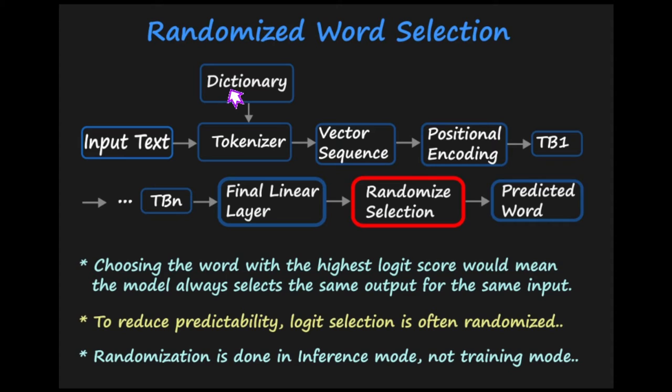Okay, now about randomizing word selection. From the raw score that we got in the logits table, we can select the highest score, as I mentioned, but oftentimes we don't want the highest score. To be less predictable, we often want a score that is close to the highest. This is why inference models often randomize word selection. Choosing a word with the highest logit score would mean the model always selects the same output for the same input, so it's very predictable. To reduce predictability, logit selection is often randomized.